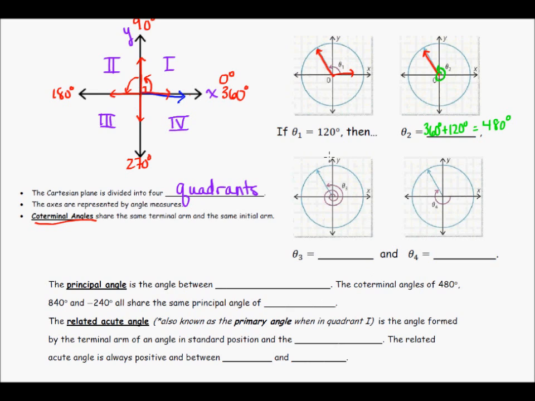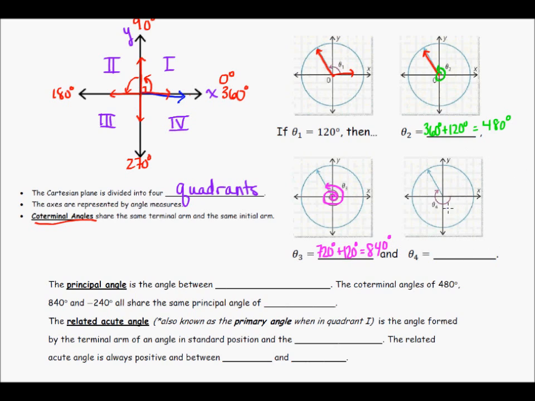In the third diagram, same thing again. We've got the exact same terminal arm location. Now we've rotated twice around. That would be a total of 720 degrees, plus the 120 from before. So this would be 720 degrees, twice around, plus 120 degrees, for a total of 840 degrees.